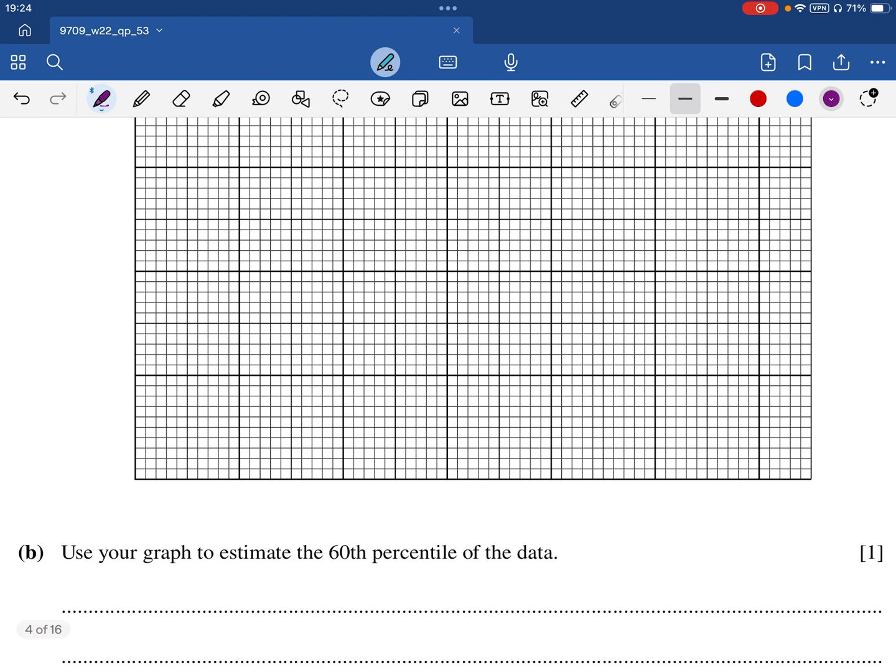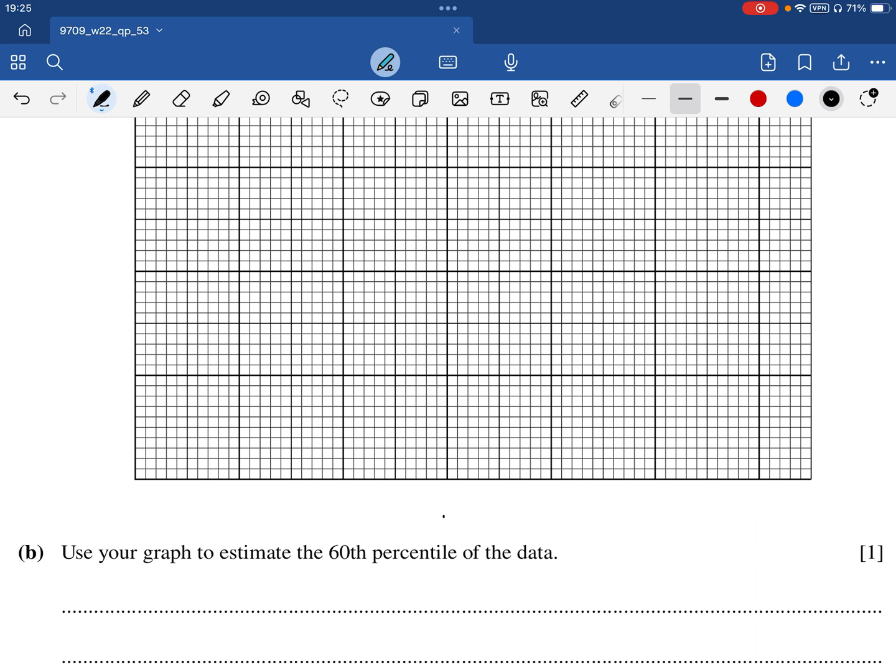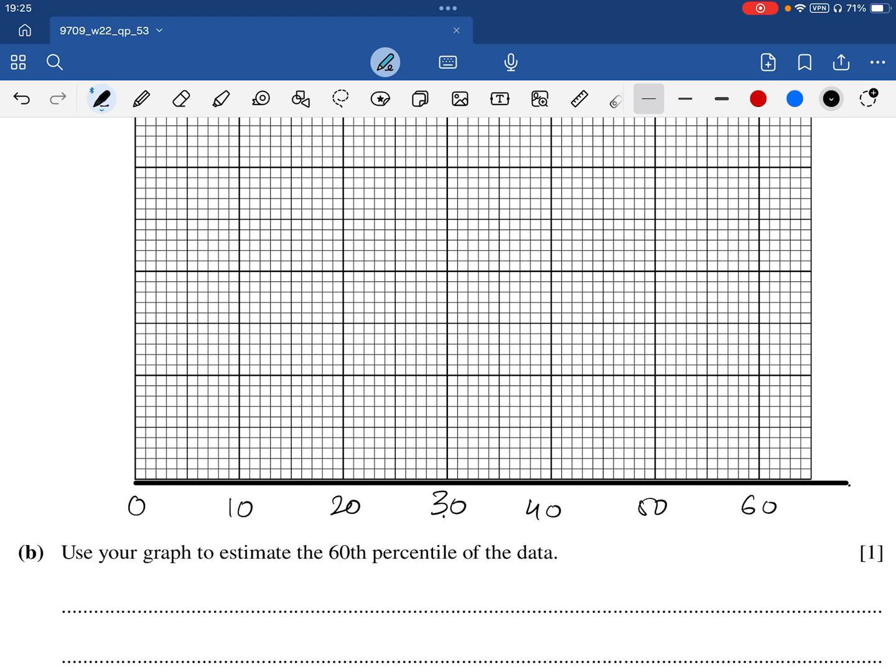We need to draw the axis first, labeling the axis. I'm not getting an arrow mark over here. If at all I can get an arrow mark, that should be better. It's not possible there. So this one is 0, then 10, then 20, then 30, then 40, 50, and 60.